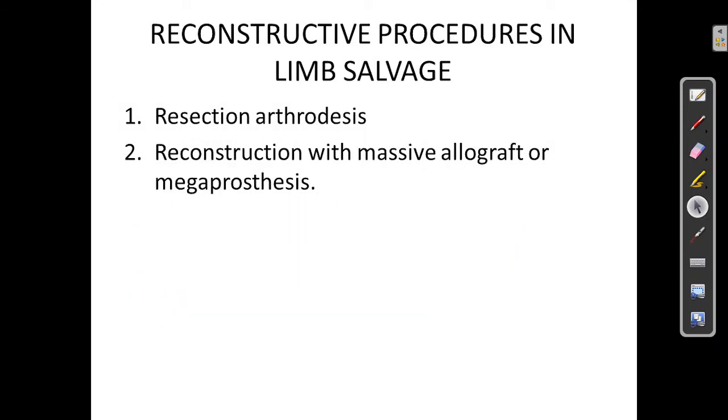Then the reconstructive procedures in limb salvage are resection arthrodesis and reconstruction with massive allograft or megaprosthesis.